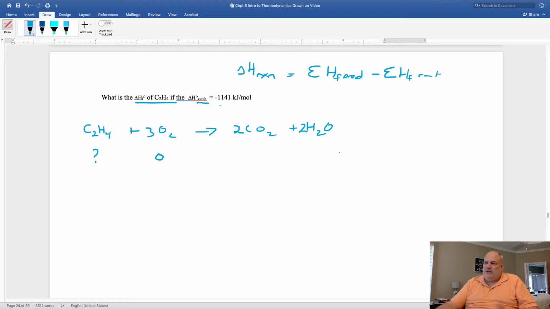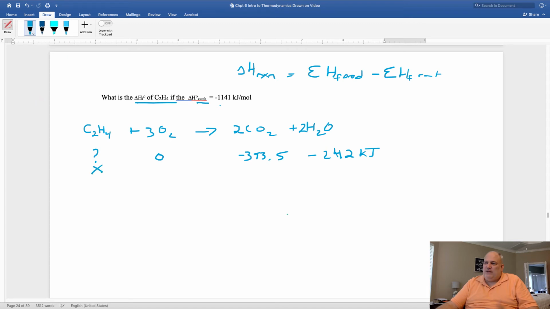For CO2, and we're just talking about one individual one, it is going to be minus 393.5. And for H2O, it's going to be minus 242 kilojoules. All of these are kilojoules per mole. We can think of this kind of like X, right?